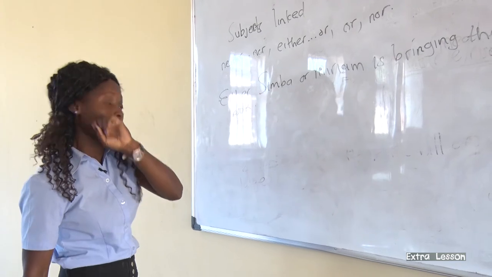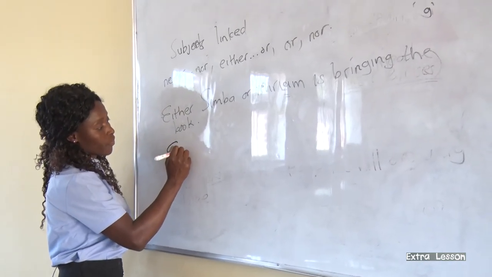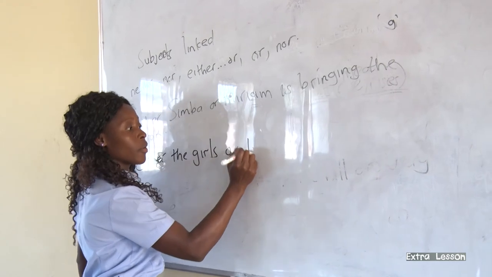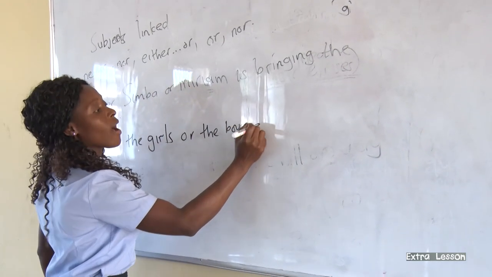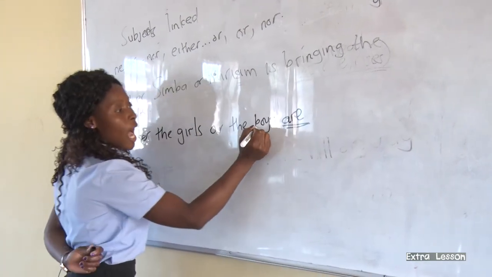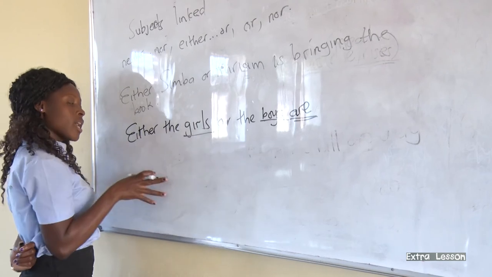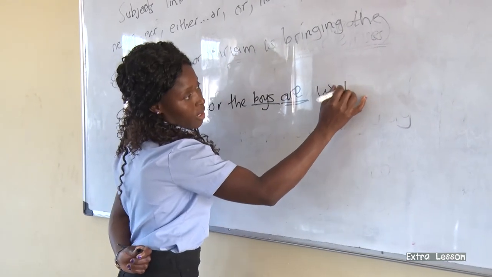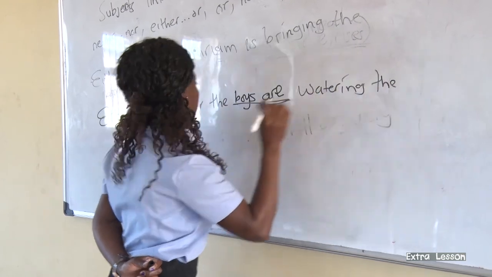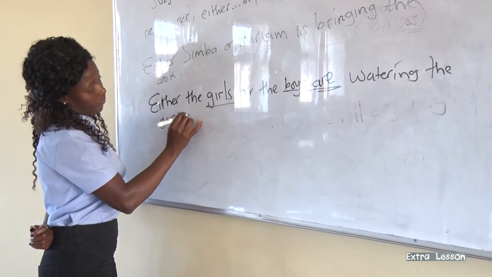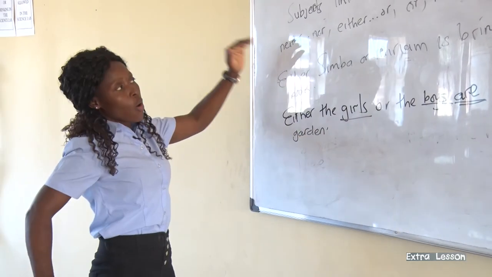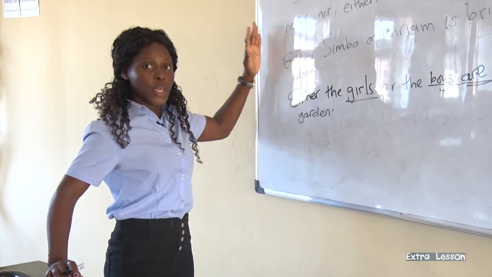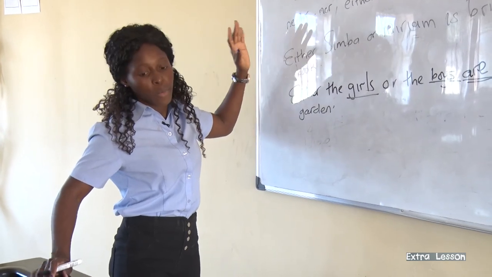Unless it was in plural, or maybe we could say either the girls or the boys are watering the garden. Why are we putting are? Because our subjects in the sentence, boys and girls, are in plural. So this is what you mean when you say always make sure that the subjects, when you're using the conjunctions, are in plural or in singular. If they're in singular, make sure that we use the verb or the auxiliary verb in singular.